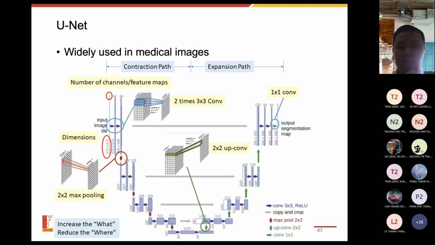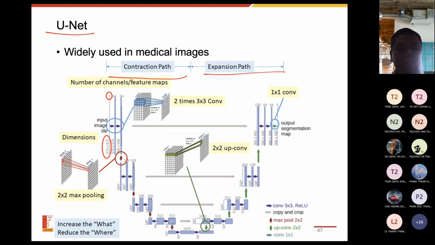Okay, so here we have another network that can be used for the image segmentation problem. Its name is UNet, and this UNet is widely used in medical image processing. For the UNet, you have a network that consists of two parts, right? The first part is the downsampling, and the other part is the upsampling. The downsampling is named the contraction part, and the upsampling is named the expansion part, right?